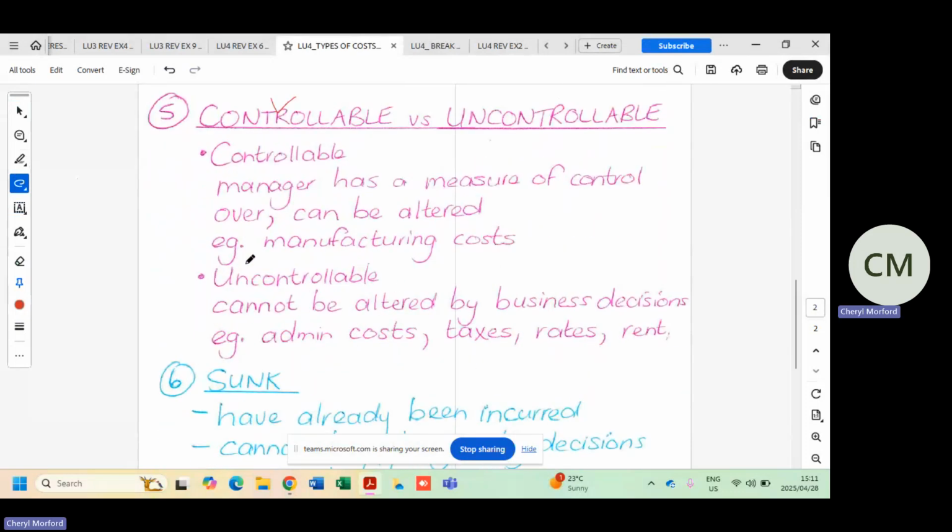Then we also have those costs that are uncontrollable, which means that the business cannot alter those. So this refers to certain kinds of admin costs, to taxes, which are set amounts or certain percentages, as well as rates, because those are property taxes determined by local government, for example, business licenses as well, and rent, because that is a contract that you negotiate with the landlord.